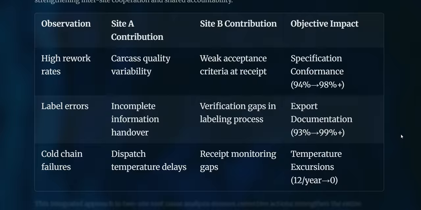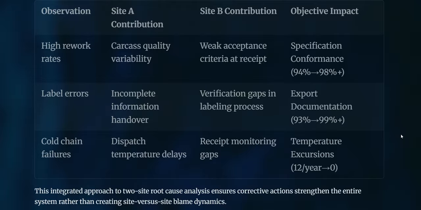Observation 3, cold chain failure. Site A's contribution includes dispatch temperature delays, and Site B's contribution includes receipt monitoring gaps that need to be improved. Objective impacts include temperature excursion, which we want to eliminate to zero. This integrated approach to two-site root cause analysis ensures corrective actions strengthen the entire system rather than creating site versus site blame dynamics.